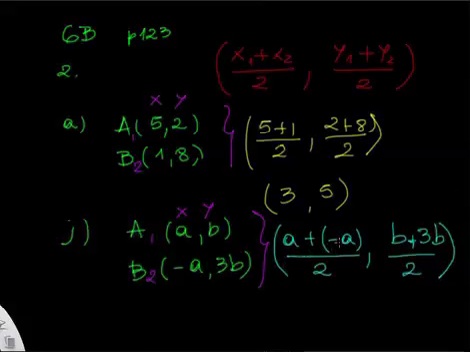Simplify. a minus a, that's 0. Anything that is 0 divided by anything is always going to be 0. b plus 3b, that's 4b. 4b divided by 2, I'll just simplify the numerical part, I should have 2b. There you go. That's how simple it is.